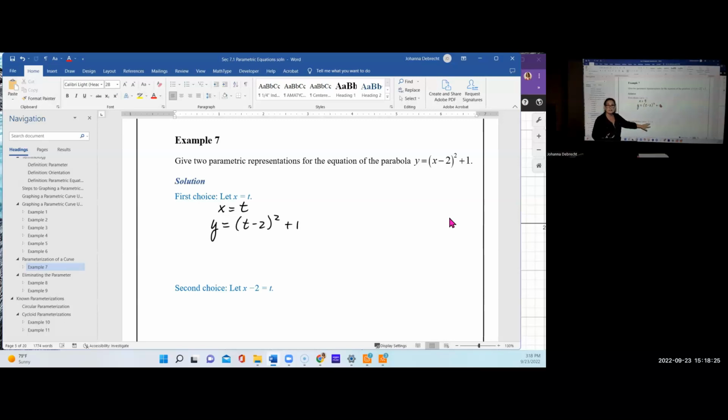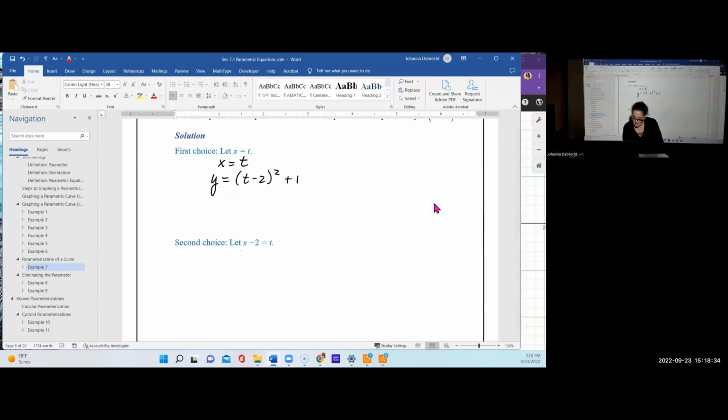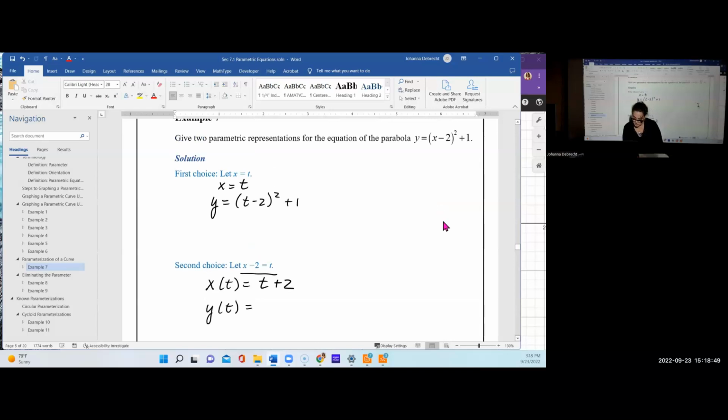What would happen if instead I had chosen what's in parentheses, x minus 2, to be the parameter t? Then I would have, in this case, since x minus 2 is equal to t, x as a function of t becomes t plus 2. And then I can rewrite y as a function of t by rewriting this equation that you see up there, which would become t squared plus 1. So this is a different set of parametric equations than the ones I have above.